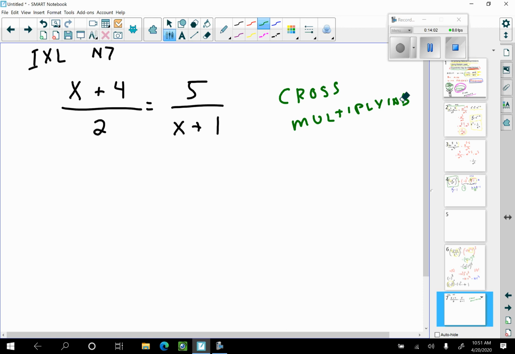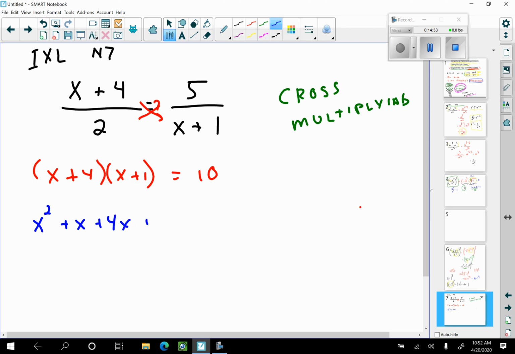So let's cross multiply. So this is going to be x plus 4 quantity times x plus 1 is equal to 2 times 5 is 10. So now I have to multiply this rascal out. This is going to be x squared. x times 1 is x. 4 times x is 4x. Writing all the steps out because I'm a nice guy. With the 10.